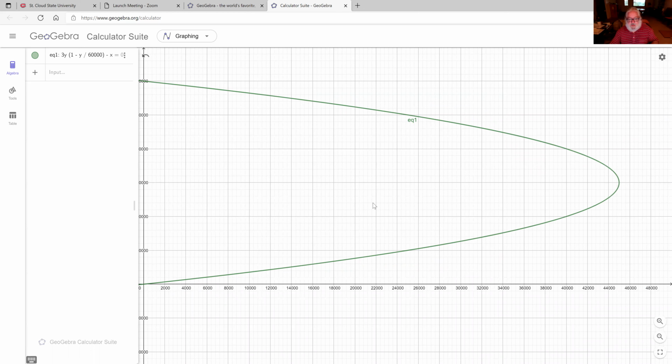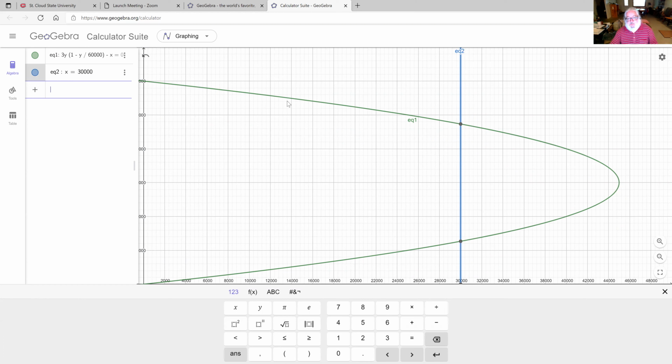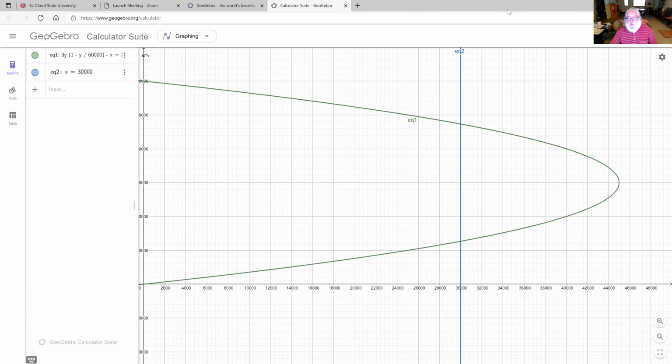This is our bifurcation diagram, right? These are the equilibria. The green line are equilibria. The x numbers are fishing quotas, right? So if x is 30,000, that means we're taking 30,000 fish out of this lake. And so this blue line here, that's going to be our phase line for a harvesting rate of 30,000.